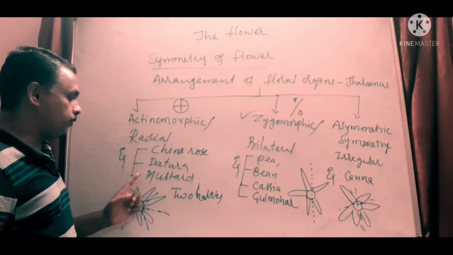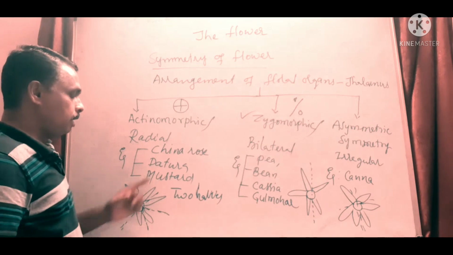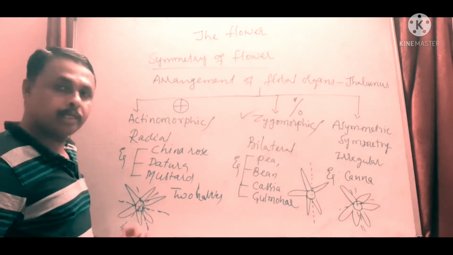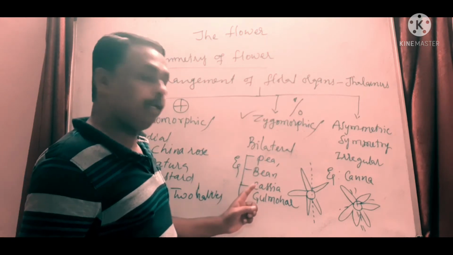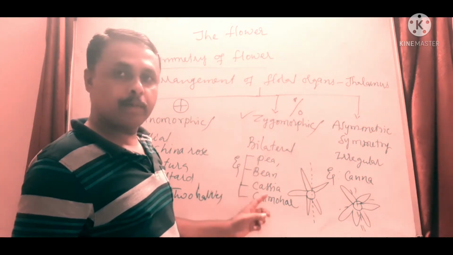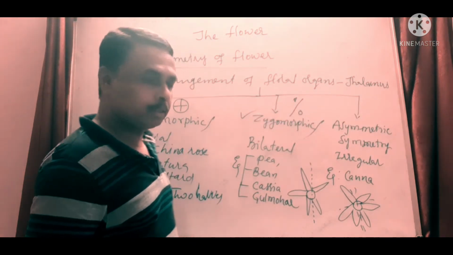Examples for actinomorphic: China rose, meaning hibiscus, Datura, and mustard. For bilateral symmetry: pea, bean, Cassia, and Gulmohar are the examples. For asymmetric symmetry, Canna is the example.